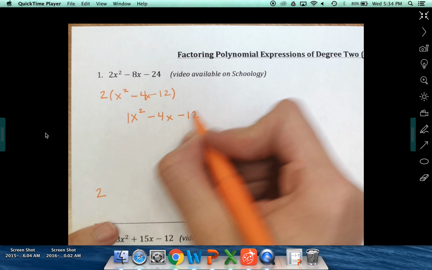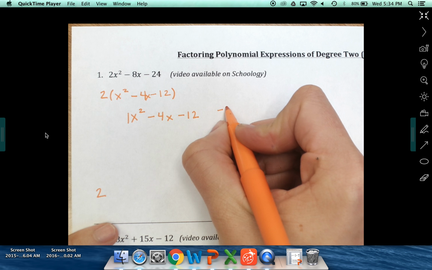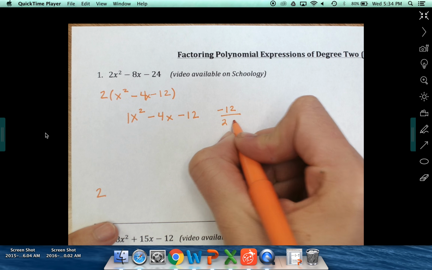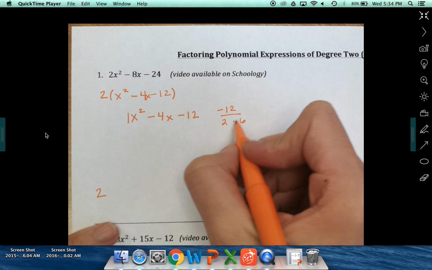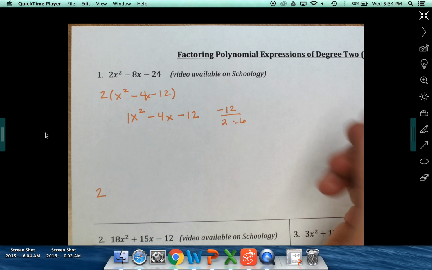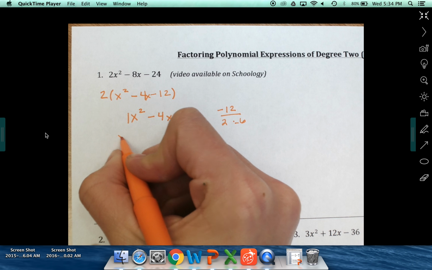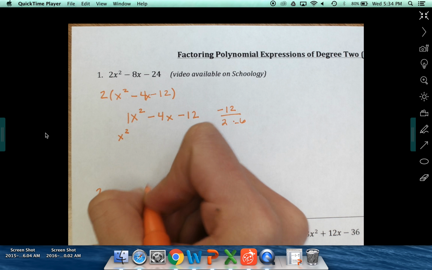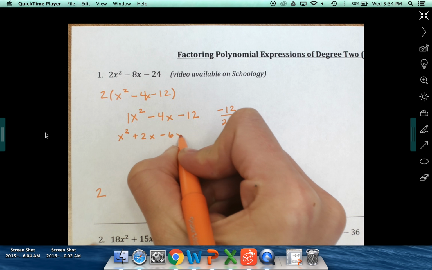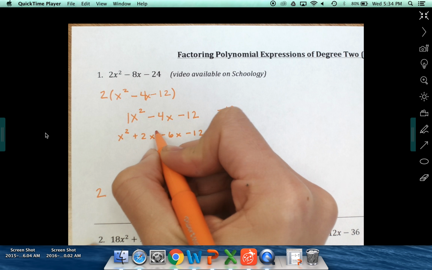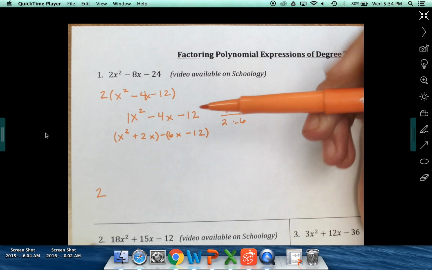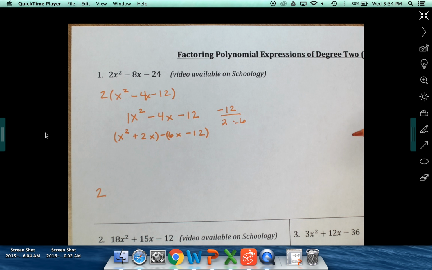Okay, so 1 times negative 12 is negative 12. Okay, let's see, we had 2 times 6. Right, there's a difference of 4. I need that 4 to be negative, so I'll use a negative 6. So that leaves me with x squared. Okay, I can do plus 2x minus 6x minus 12. So notice, once I've factored out that 2, I'm literally doing the same process we've been doing for the last couple of days.